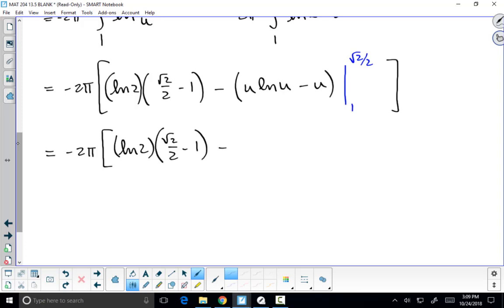Okay, so put in root 2 over 2 for the u, natural log of root 2 over 2, minus root 2 over 2, but that becomes a plus. Then we subtract off what happens at 1. Natural log of 1 is 0, so that goes away. We have a minus 1 there. So we have a 1 out here with some sort of sign on it. I have to figure out if it's plus or minus.